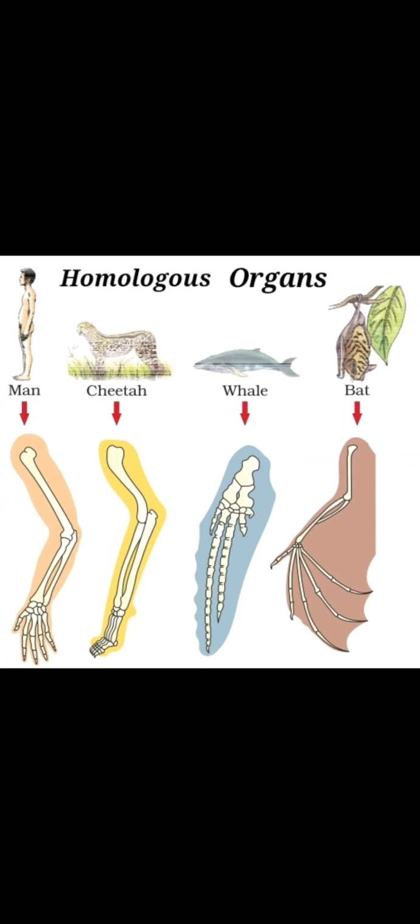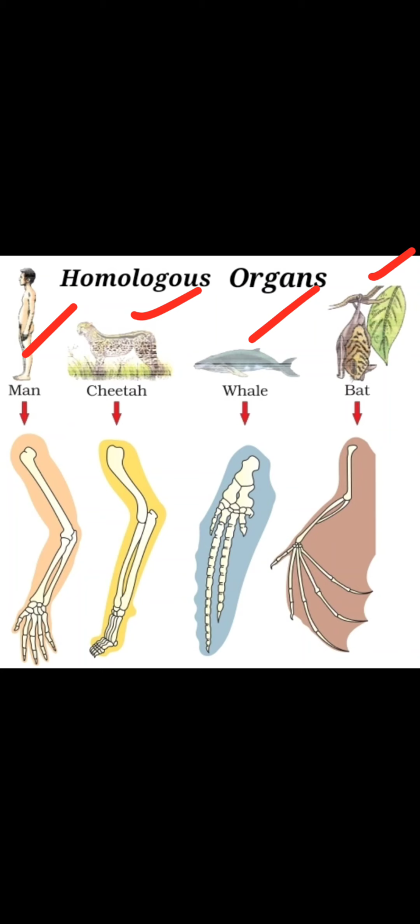Man, human being, then cheetah, then whale, then bat. They all are mammals. But these mammals are subdivided into groups like whale, like cheetah, like human being, like bat. Bat belongs to a different group of the mammals. Whale belongs to a different one. Similarly, cheetah belongs to, man belongs to a different one.